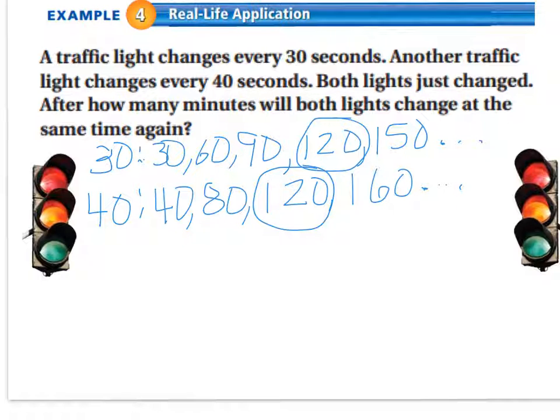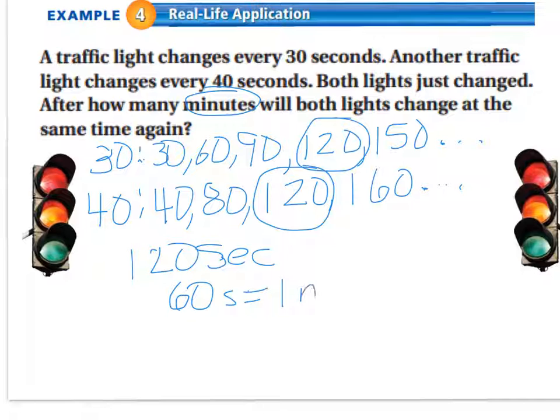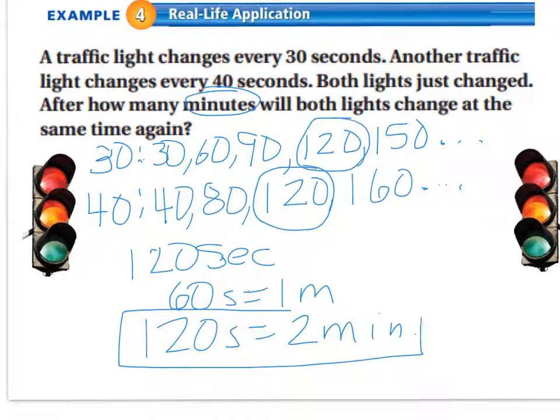One more step though, this is 120 seconds when the lights would change again simultaneously. But the question asks us for minutes. So we need to put our answer into minute form. We know that there are 60 seconds in 1 minute. And we have 120 seconds, which is double, so we just need to double this. So that would be 2 minutes. In 2 minutes, both traffic lights will change again at the same time. 120 seconds or 2 minutes is the least common multiple for 30 seconds and 40 seconds.